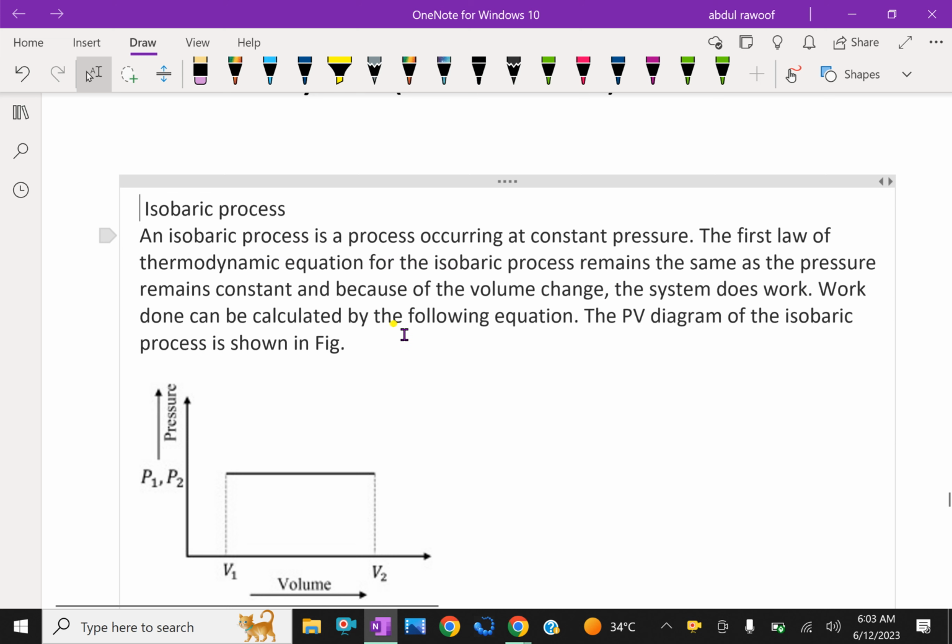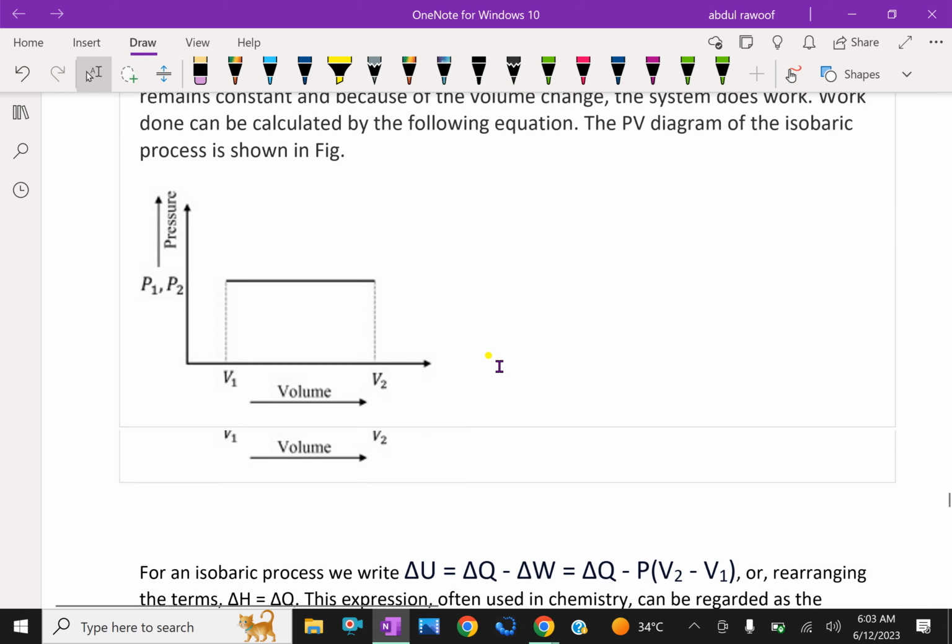The first law of thermodynamics equation for the isobaric process remains the same. As the pressure remains constant, because of the volume change, the system does work. Work done can be calculated by the following equation, where the PV diagram of the isobaric process is given.